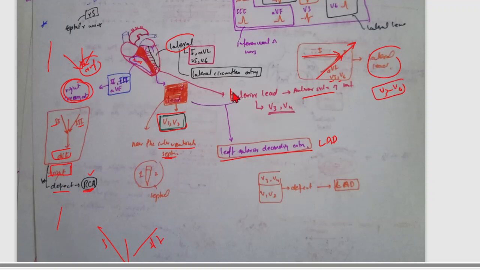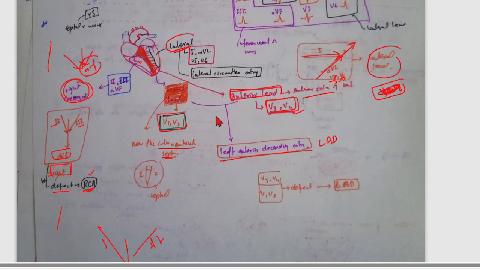So anterior leads are V3, V4, the anterior side of the heart. And lead 1, AVL, and V5, V6 are the lateral side. So there are two: the anterior leads are V3, V4, and the lateral leads are lead 1, AVL, and V5 and V6. Okay, not V3, V5. Lateral leads are lead 1, AVL, V5, V6, but the anterior leads are V3 and V4.